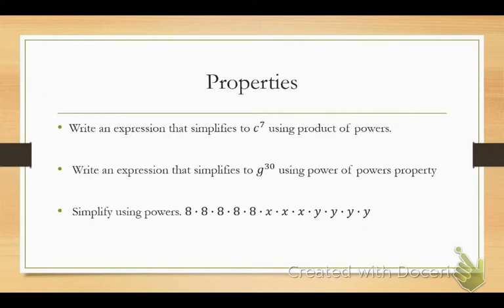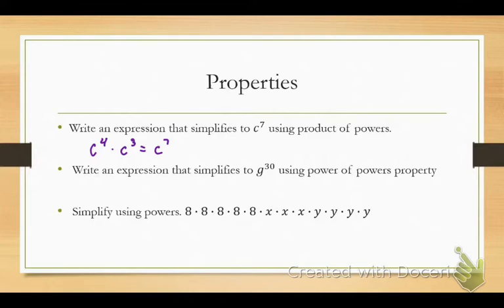Okay, give me product of powers that would simplify to c to the 7th. Anybody have an example? Micah, what do you think? C to the 4th power times c to the 3rd power equals c to the 7th power. Perfect. C to the 7th power. As long as your exponents have your common base of c, because c is in your answer, and 4 plus 3 is 7.